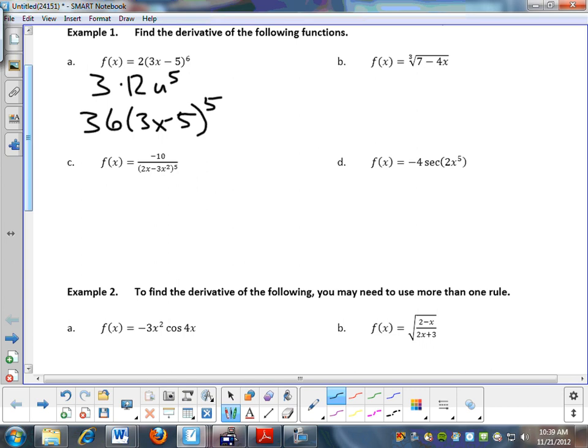Watch your next one. I rewrite this. How should I rewrite this one? Seven minus 4x to the 1/3, right? What's the derivative of the inside? Negative 4 times, what's the derivative of the outside? 1/3 u to the negative 2/3. Now we simplify.